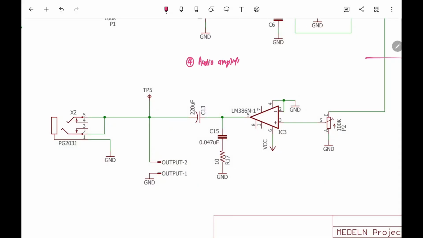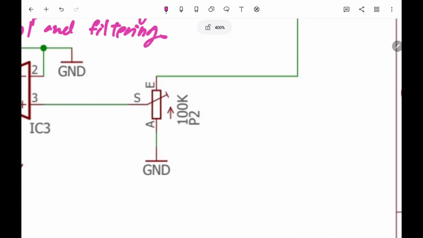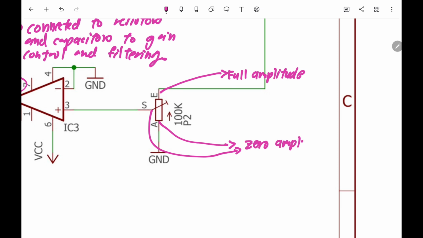And for the last circuit, the fourth one is called the audio amplifier stage. So LM386N is connected to resistors as well as capacitors to gain control as well as to filter out anything. So for this trimmer at the E part is a full amplitude, and then at the S and A part it would be zero amplitude.